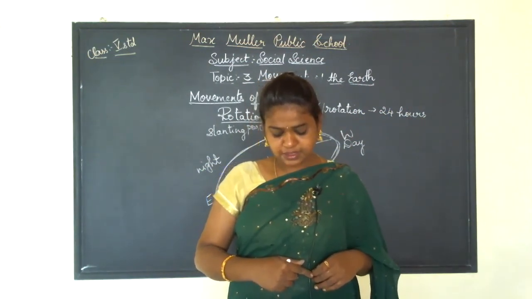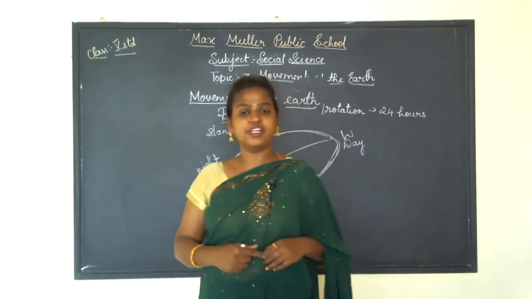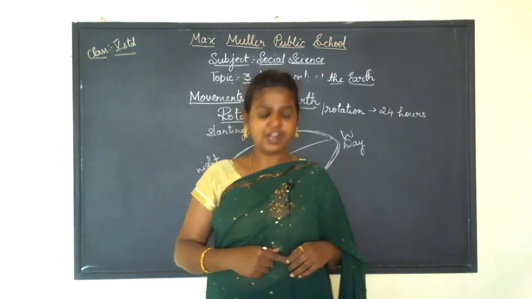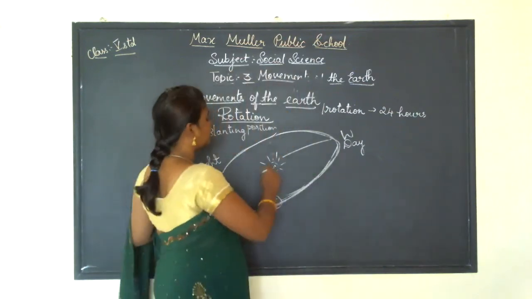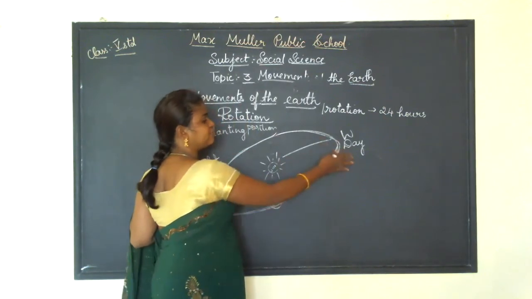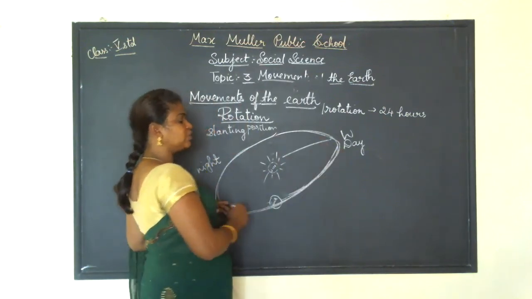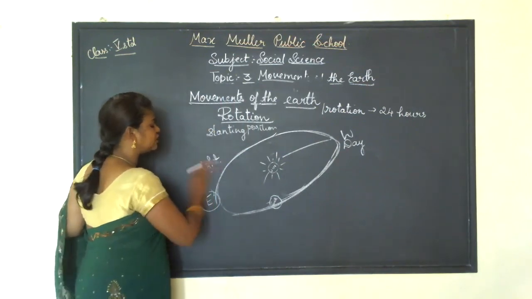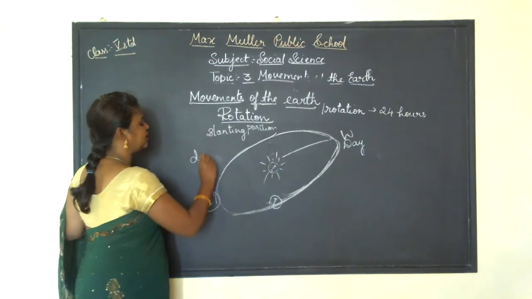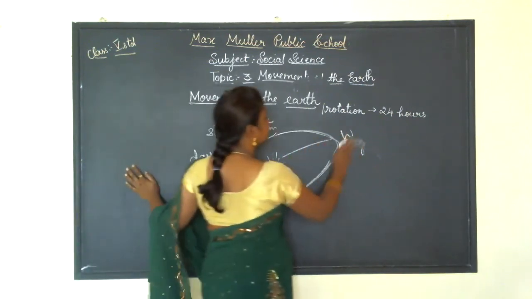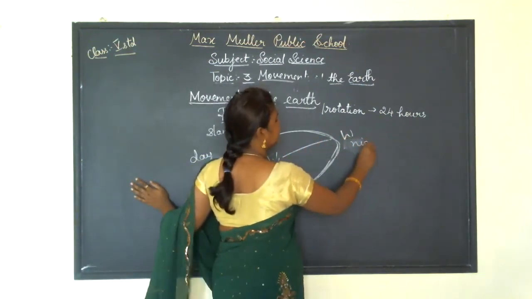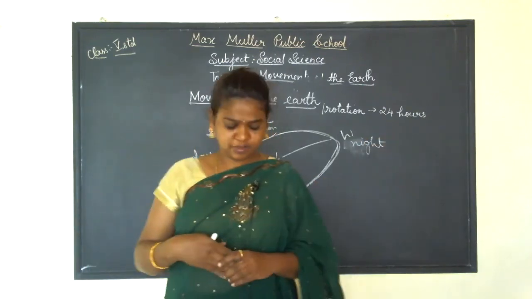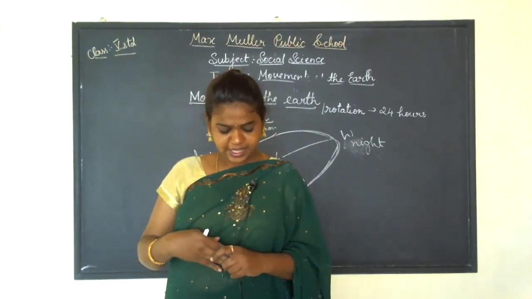And as you know, the earth is rotating from west to east. The eastern hemisphere will have the day first. So when it is rotating from west to east, what happened? Here the eastern hemisphere will be facing day and the western hemisphere will be facing night. So this is how the earth rotates from west to east.